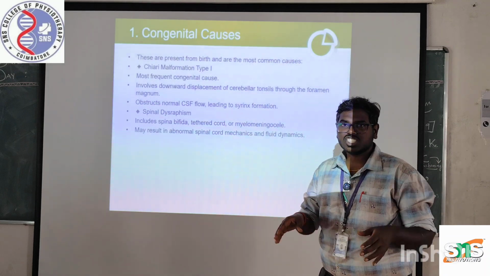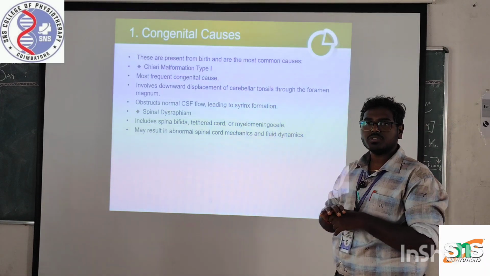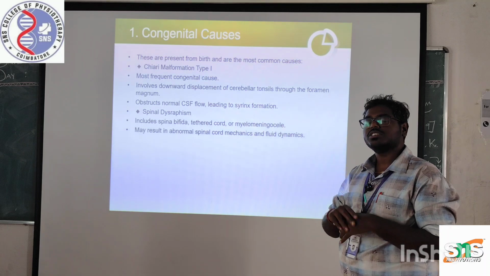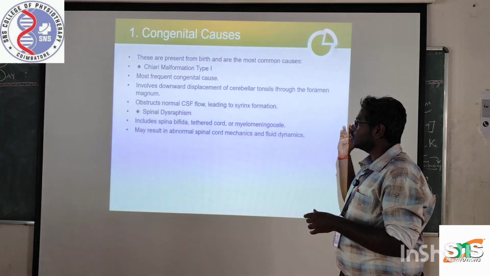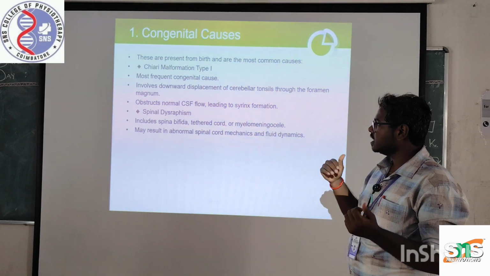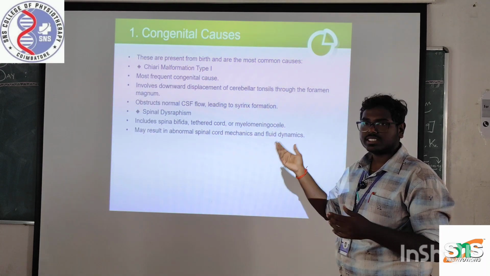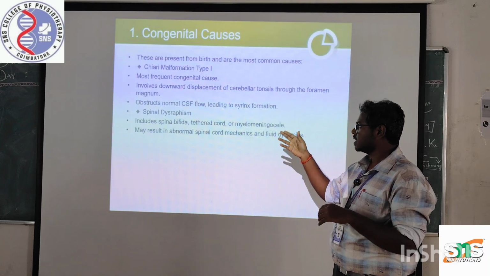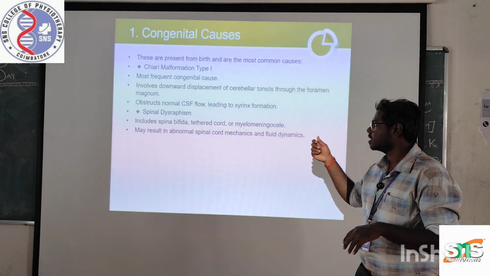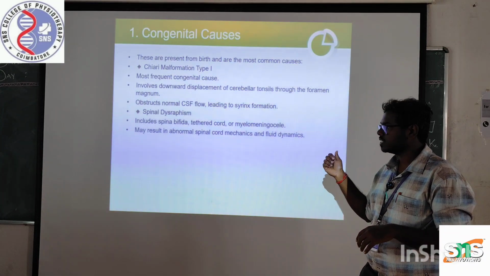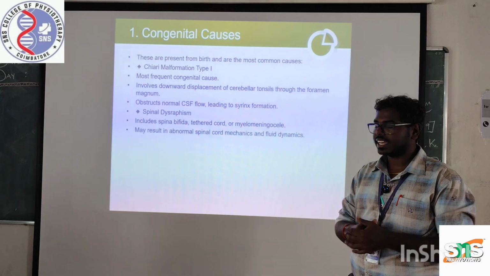First, we're going to see the congenital causes of syringomyelia. Generally, among congenital factors, first the Chiari malformation leads to syringomyelia. It also involves downward displacement of the cerebellar tonsils through the foramen magnum. Then it leads to obstruction in the normal cerebrospinal fluid flow, which leads to syrinx formation. It is also known as spinal dysraphism, which can lead to spina bifida, tethered cord, or else myelomeningocele. It results in abnormal spinal cord mechanics and also CSF mechanics.